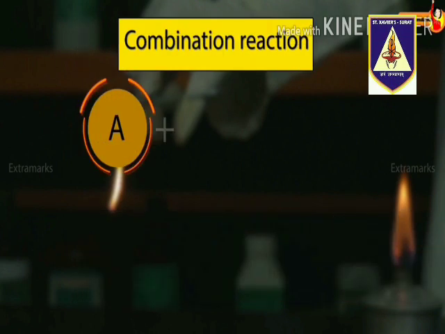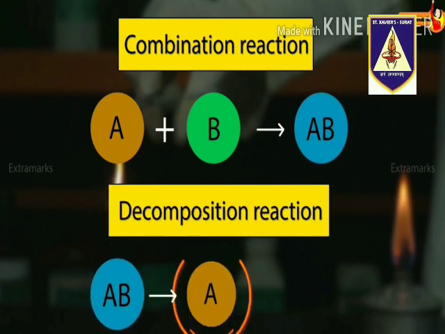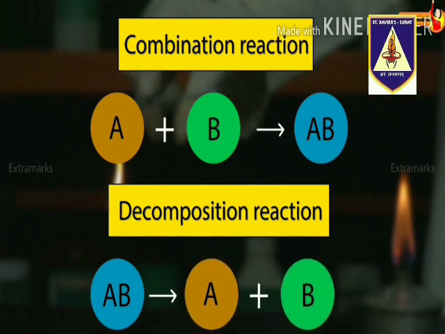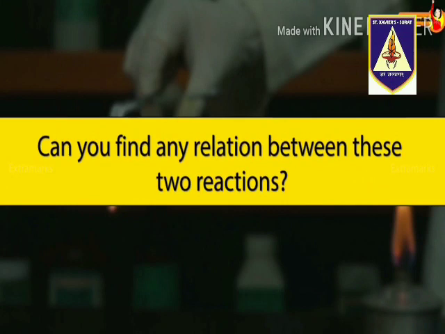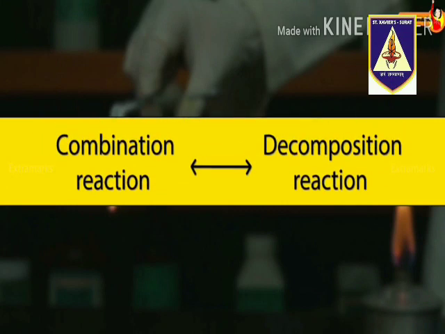In a combination reaction, two or more reactants combine to give a single product, while in a decomposition reaction, a single reactant decomposes to give two or more products. Can you find any relation between these two reactions? Yes, combination and decomposition reactions are reverse of each other.